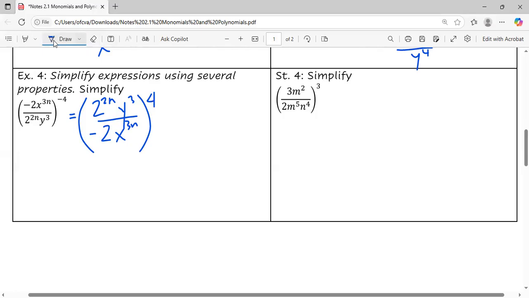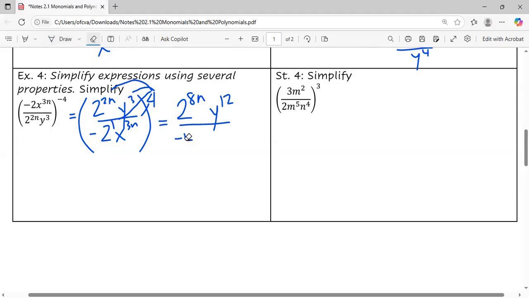There we go. So now that you have that, this is basically power of a power. You're applying a power of 4 to every power for every single thing that's in here. Remember that -2 at the bottom has a power of 1. So you have to multiply power times power, not base times power, power times power. So that becomes 2 to the 8n, y to the 12, over -2 to the 4th.